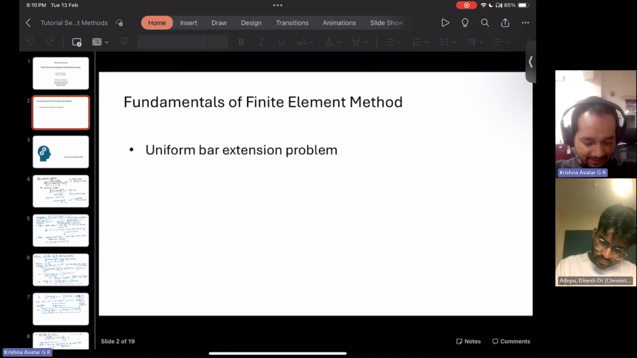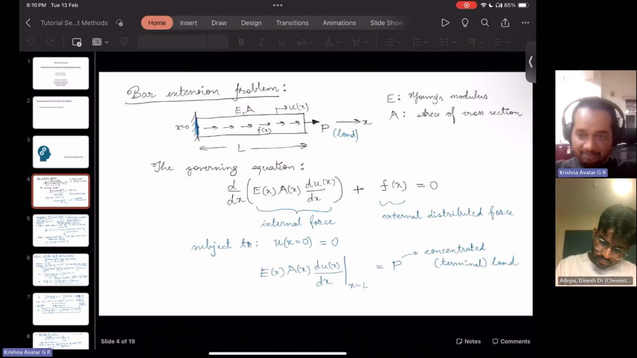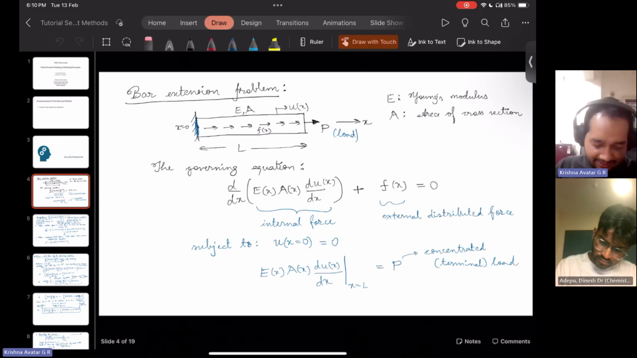Okay, so let me go back to the problem. The problem is of a bar extension, where, as per the schematic that I have shared here, E is the Young's modulus, A is the area of the cross section, P is the external load, and F of x is the distributed load.